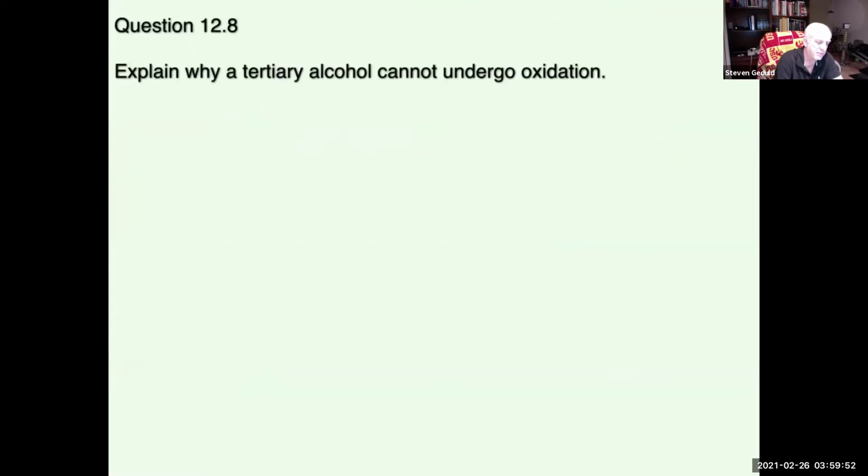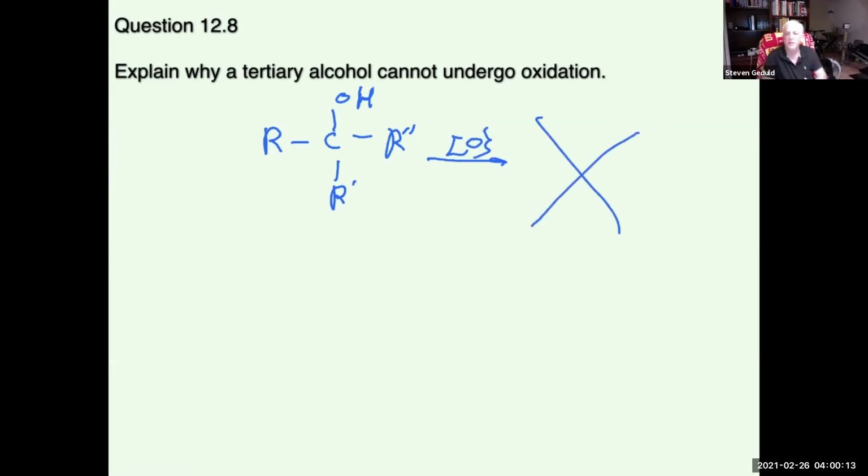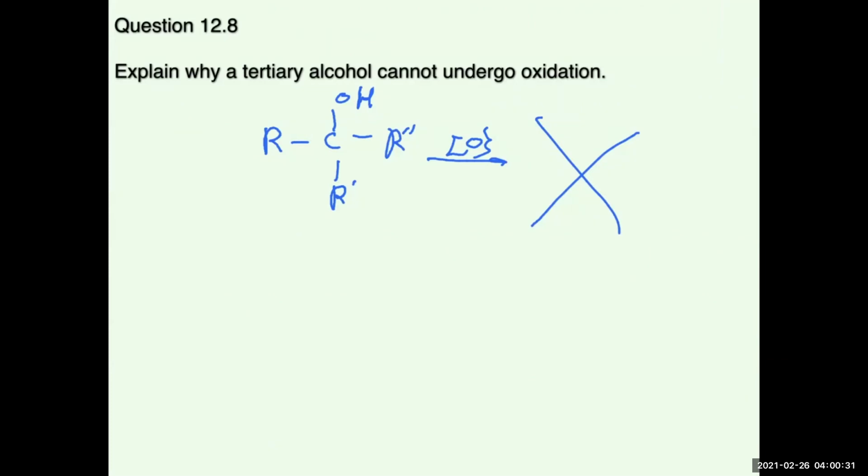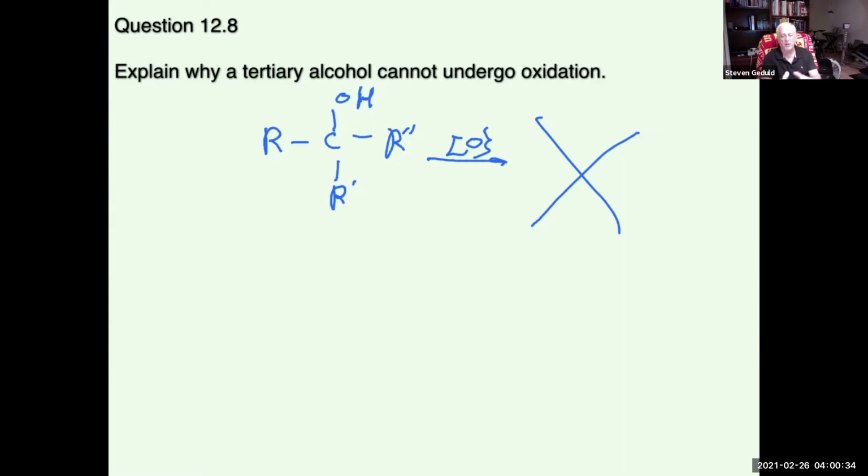All right. Explain why a tertiary alcohol cannot undergo oxidation. So a tertiary alcohol has an R, R prime, R double prime, C, OH. Oxidation: no reaction. It cannot happen. Why? Because it's full. The bonds are full. You're right, but what is it missing? There's not enough hydrogen. Perfect. It's completely full with R groups, so there's no hydrogen to get.